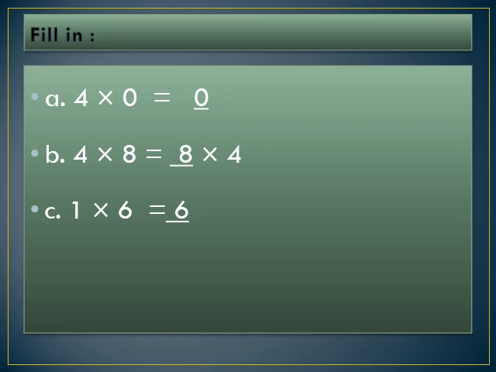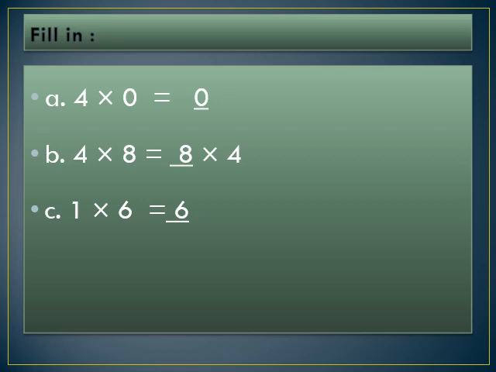Next, B part. 4 into 8 is equal to dash into 4. Children, do you remember the order property of multiplication? That even after changing the order of the numbers, the product does not change. So, 4 into 8 is equal to 8 into 4. So, here you will write 8.